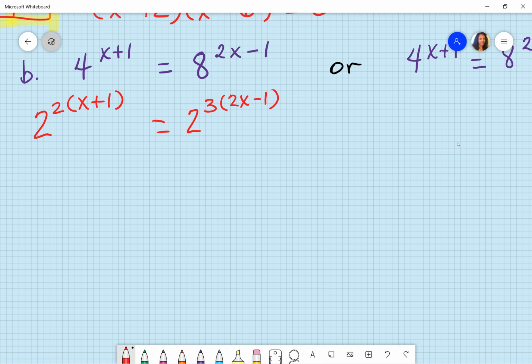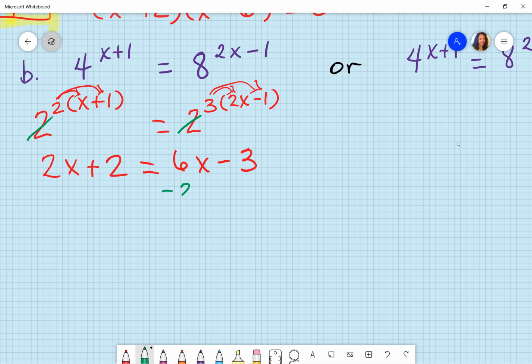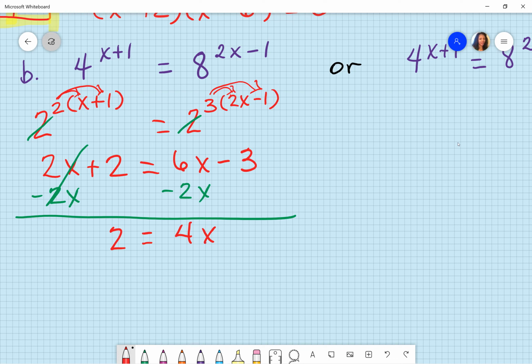So now I see that my bases are exactly the same, so I can just get rid of them. At this point, I have to distribute. That's where you're going to mess up, if you're going to mess up: you forget to distribute. So bring that down as 2x plus 2 is equal to 6x minus 3. And now we're just going to solve for x. So I'm going to subtract 2x on both sides so I can get rid of the x's on the left-hand side. And now I am going to end up with 2 is equal to 4x minus 3.